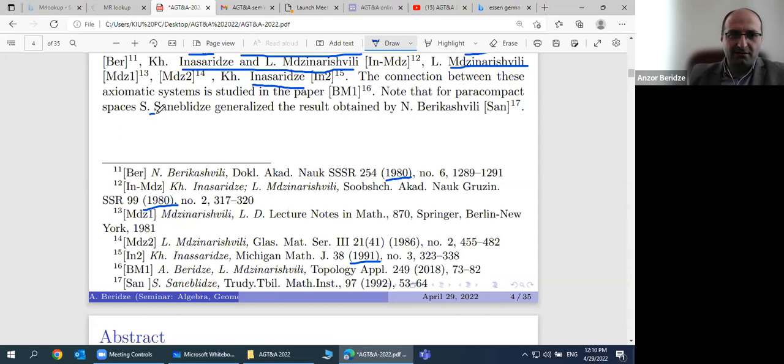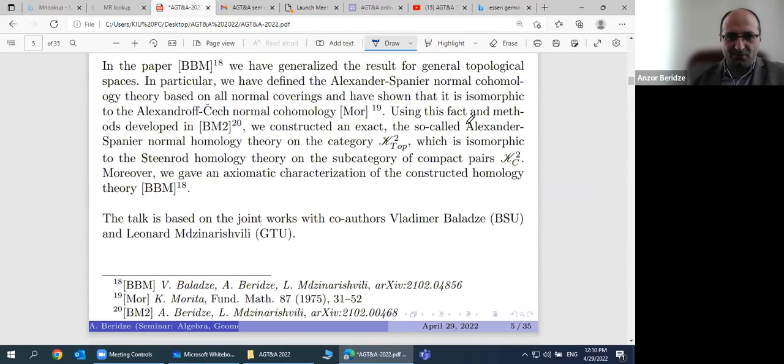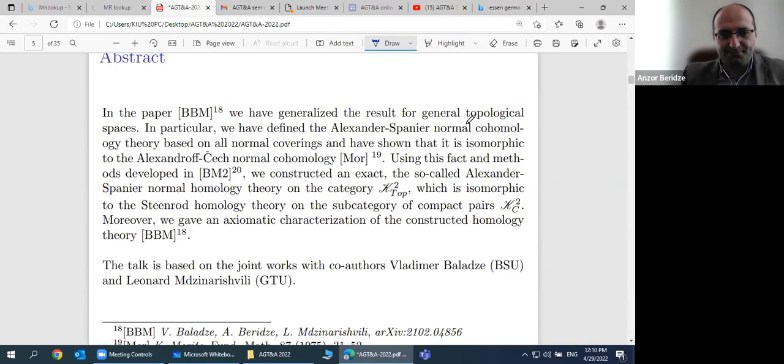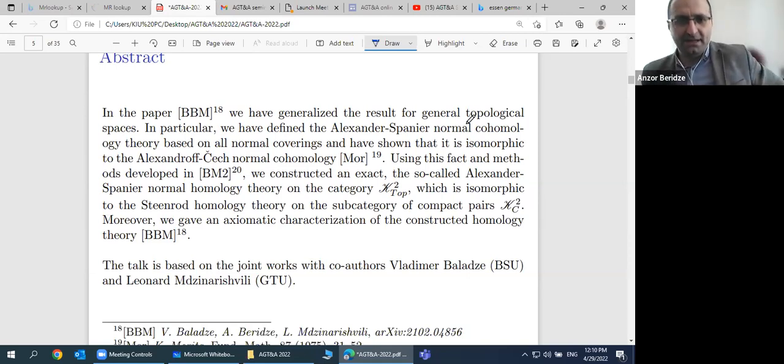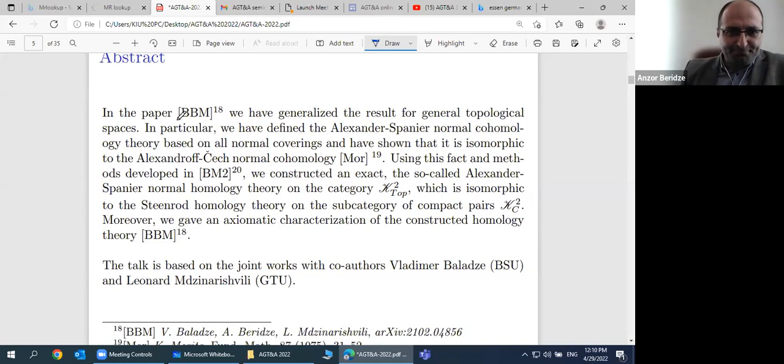And for paracompact topological spaces, Beridze generalized his approach. And what was this approach? I will pay attention to it later. But in our paper, what is our aim? We need to generalize this result to general topological spaces, not only compact topological spaces, but general topological spaces.